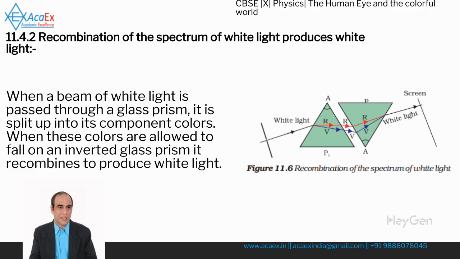When white light passes through a glass prism, it disperses into its component colors. If these colors are directed onto an inverted prism, they recombine to form white light again. This demonstrates the reversible nature of light dispersion, highlighting the fundamental properties of light and color interaction.